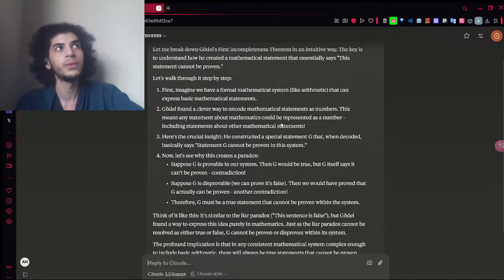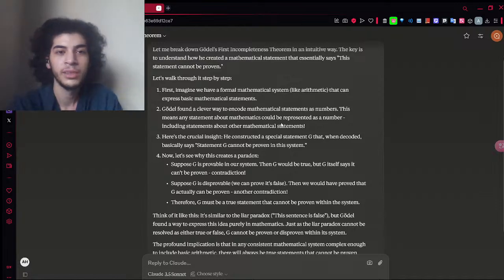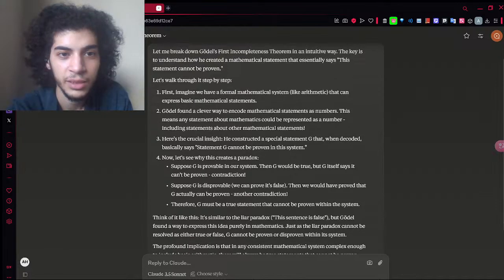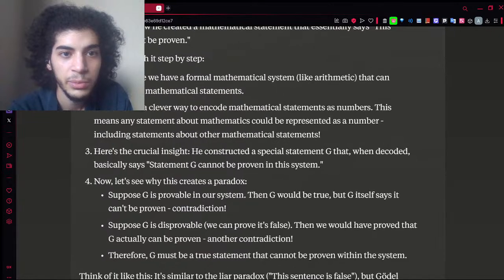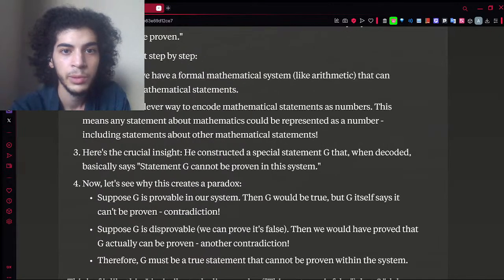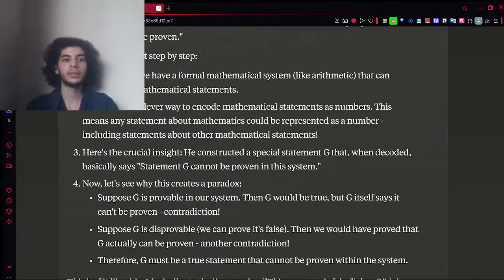Oh, wait. Okay, let's go through this. Let's think about it. Let's walk through it step by step. First, imagine we have a formal mathematical system like arithmetic that can express basic mathematical statements. Gödel found a clever way to encode mathematical statements as numbers. Okay, this means any statement about mathematics could be represented as a number.